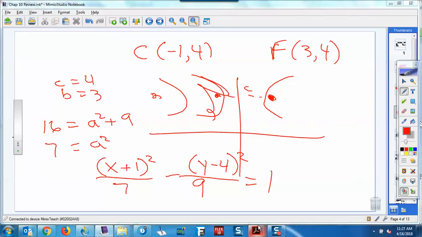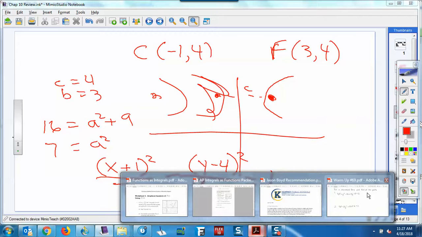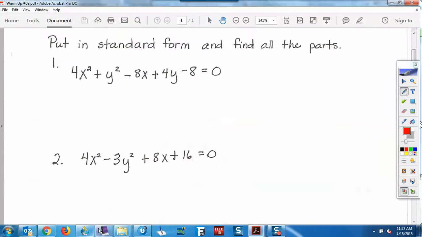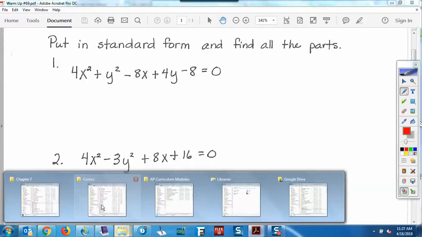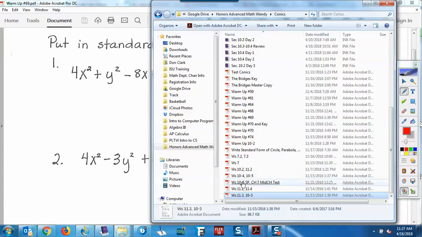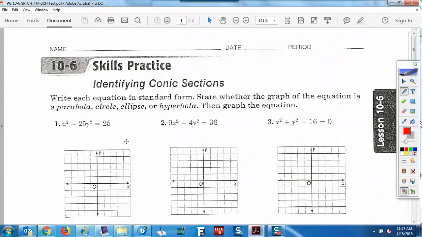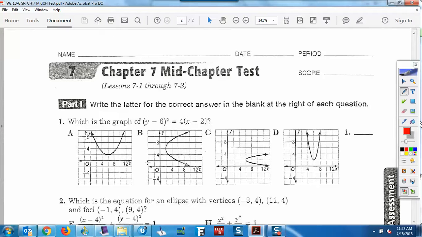Number 6. Chapter 7. What's the front? Not this one? Is it the zoo one? The zoo one?